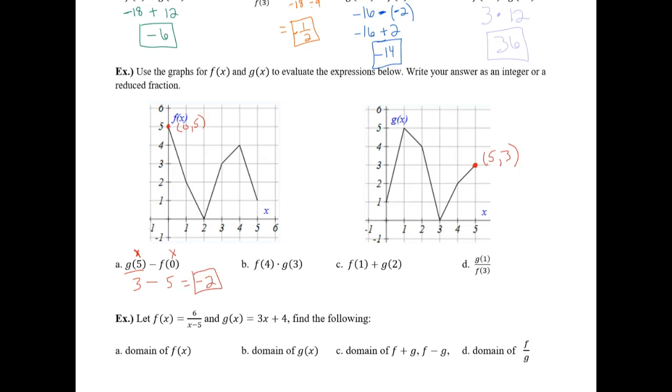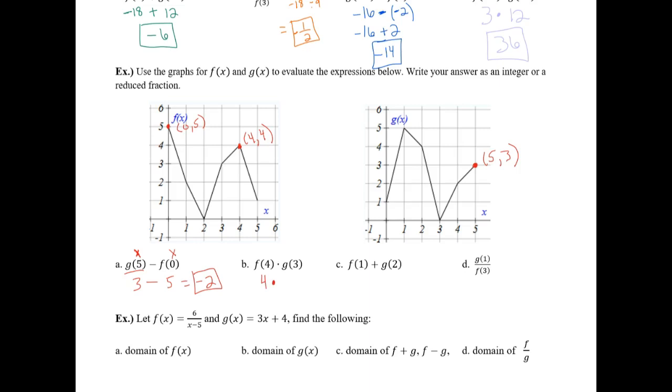Part B, I'm looking at f of 4 times g of 3. So I start on my f graph, make sure I'm on the right place. I'm going to be putting in x is 4. I need to find the y that goes with it. So I end up here on the graph. X was 4, y is also 4. So f of 4 equaled 4.